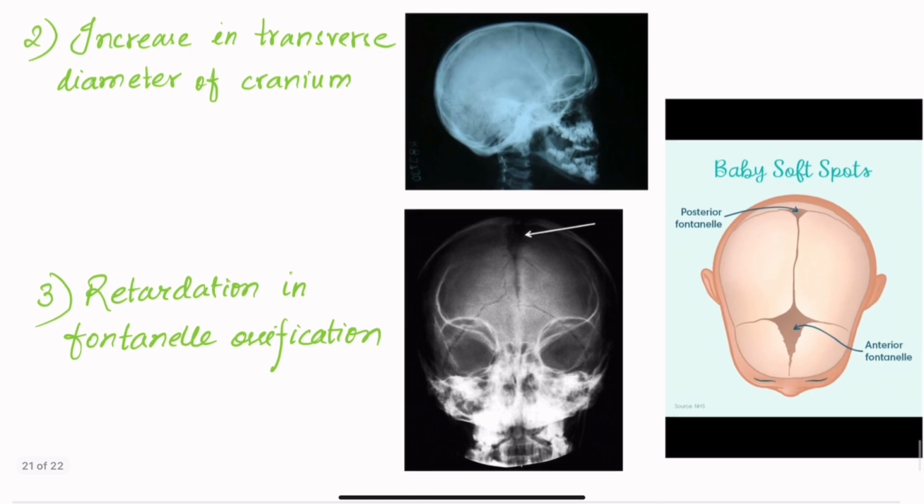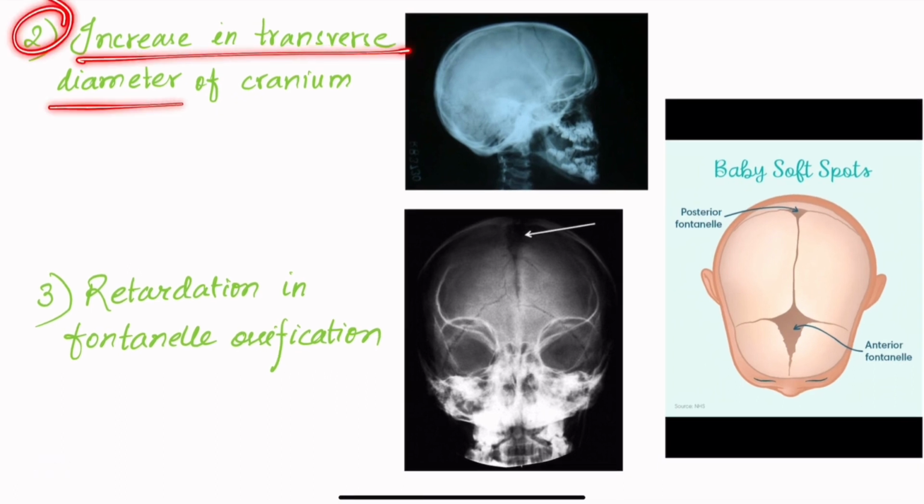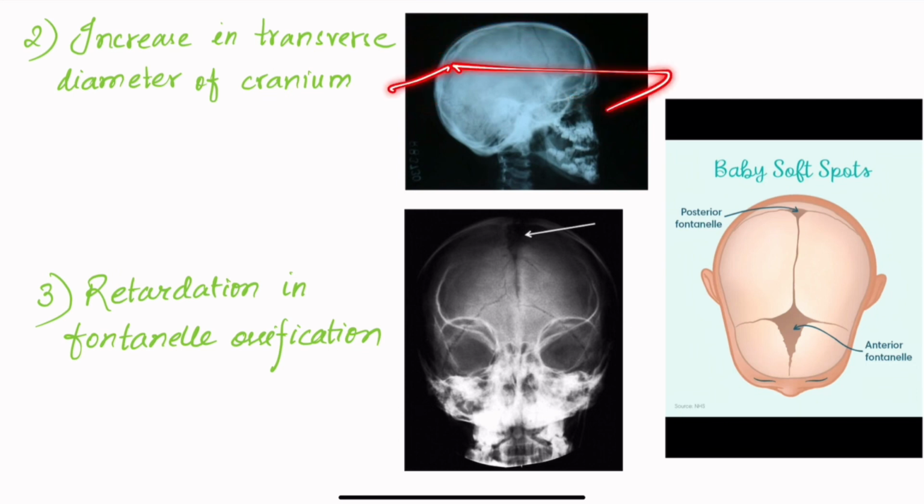Second cardinal feature is the increase in transverse diameter of cranium. Here's the cranium, here's the transverse plane on which the cranium lies, and here's the diameter through the transverse plane. The diameter in the transverse plane of the cranium increases.